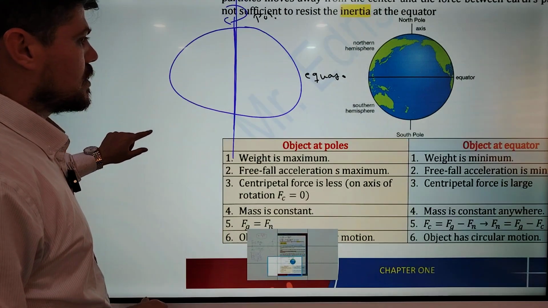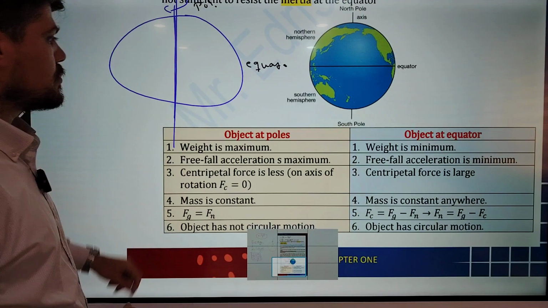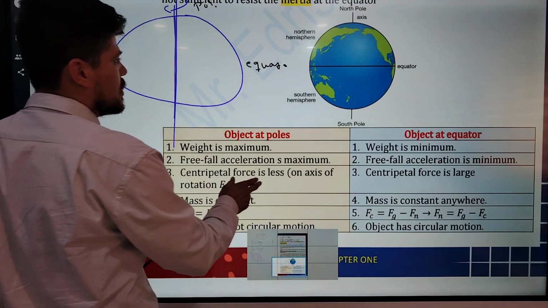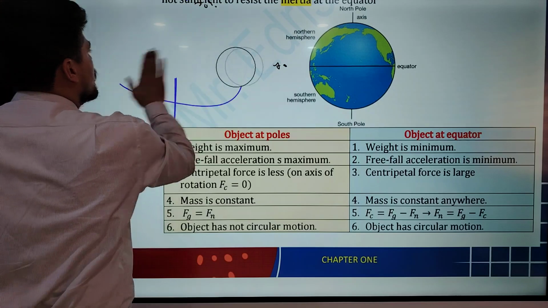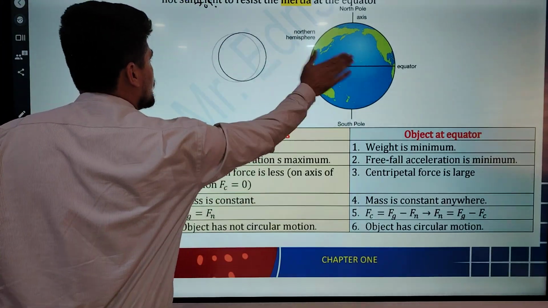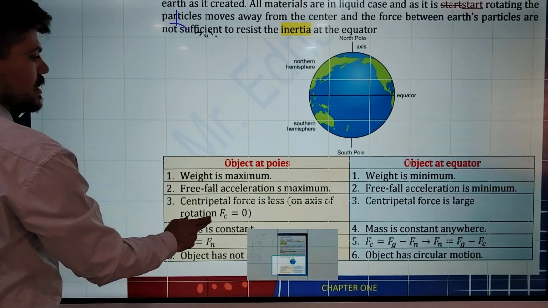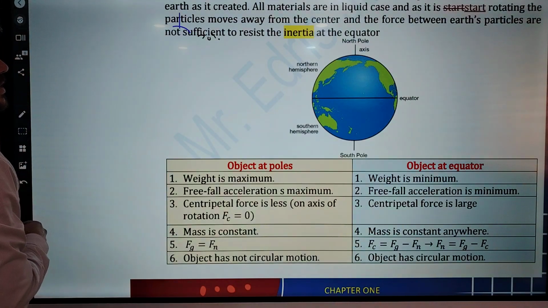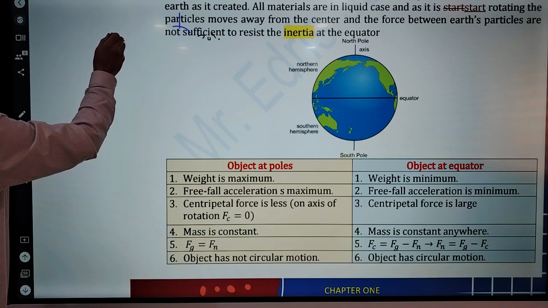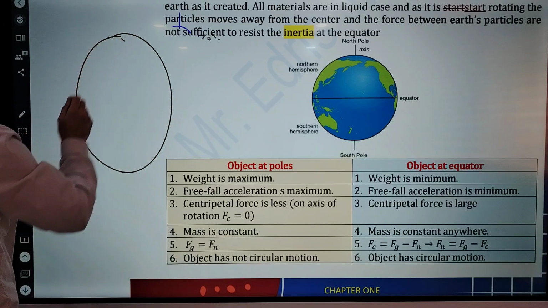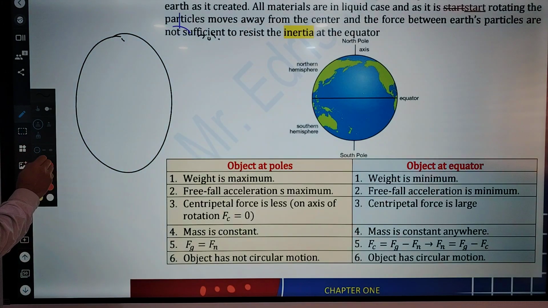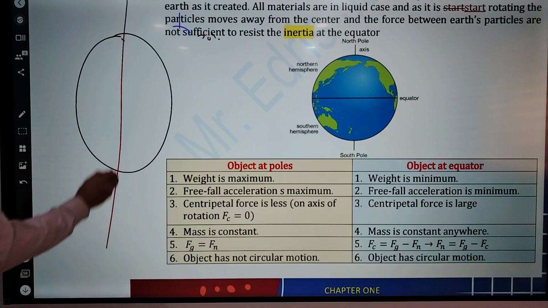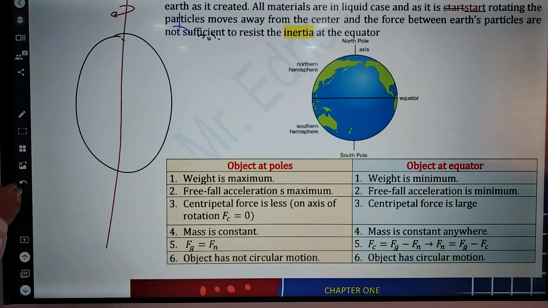So we have this difference between an object at the poles and an object at the equator. Before explaining this difference, I would like to tell you something about the poles and the equator. Assume that this is Earth, for example, and this is the axis of rotation of Earth.